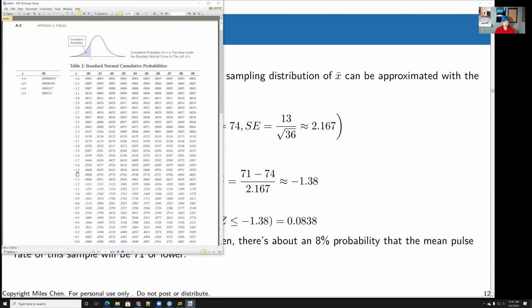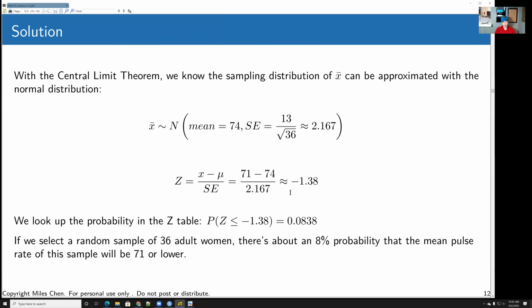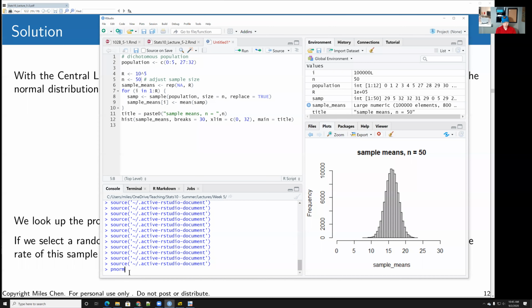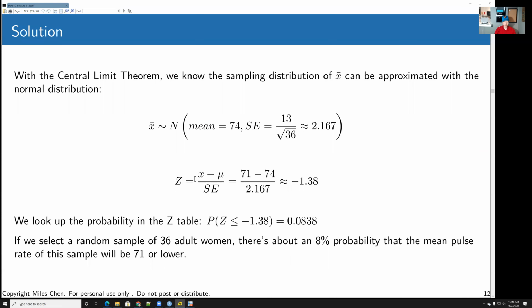So I can go to negative 1.38. I get 0.0838 from our z-table, or I can plug that into R and ask for pnorm of negative 1.38, and I get 0.0838, same answer. And so our answer is that if we select a random sample of 36 adult women, there's around an 8% probability that the mean of our sample is going to be 71 or lower.